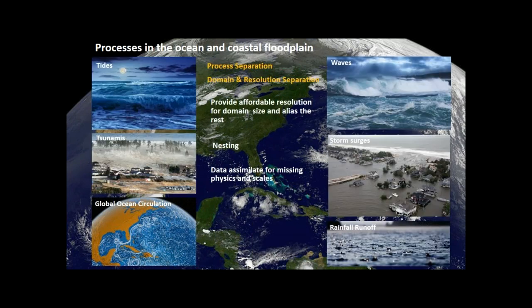And really, when you think about it, it's process separation, really limited domains typically, and resolution separation, within each bin there was a lot of nesting. And then to make up for a lot of the stuff that wasn't being caught, because obviously all these processes are often interacting, there's a lot of data assimilation for the missing physics. And data assimilation, in my opinion, is great, but it really can push your solution into wrong directions as well.